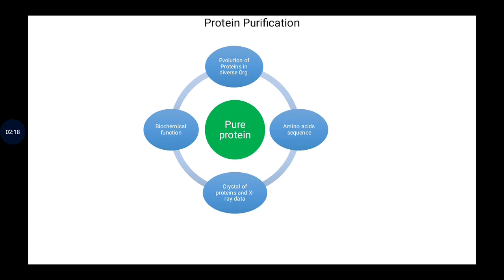And another reason why we want to get the proteins in a pure format is to know the biochemical functions of the proteins. And it is actually with a few proteins that you can know the evolution of the proteins in diverse organisms. When you say evolution, it means it is these few proteins that will allow you to know how related you are to other living organisms.